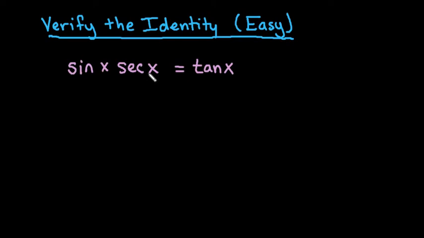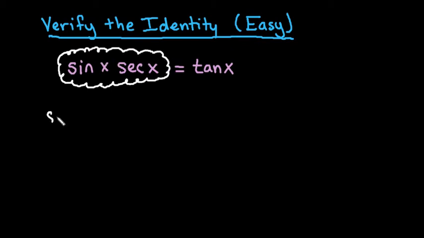All right, so with this one, my rule of thumb is I try to start with the harder side and see if I can get it to equal the easier side. So I'm going to start with this side right here. I'm going to say sine x times secant x is where I'm going to start.